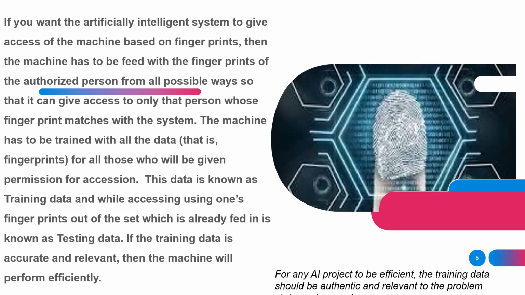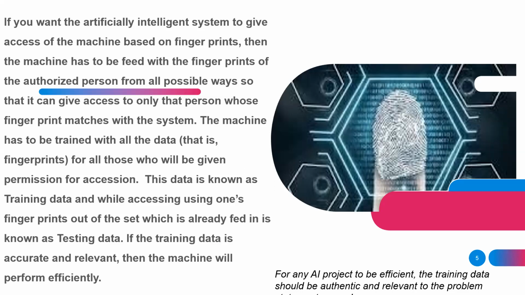Now, what is the training data and what is the testing data? I will explain. For example, I already explained the biometrics, right? The data you are collecting to train the machine is known as training data. And when accessing using one's fingerprint out of the set which is already fed in the machine, that is known as testing data. If the training data is accurate and relevant, then the machine will perform efficiently.